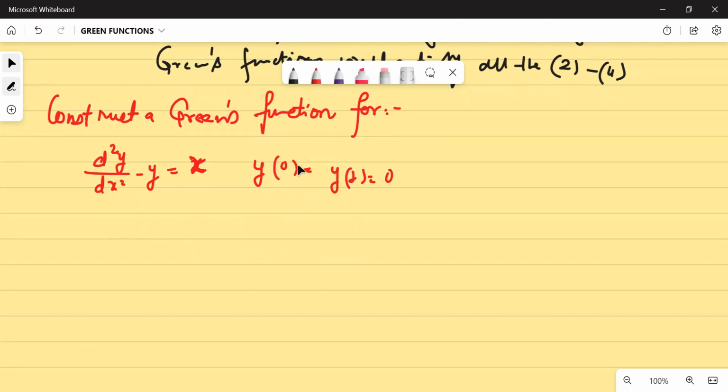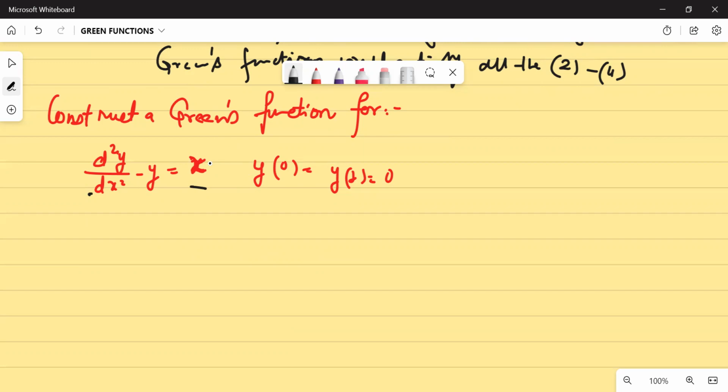This is a differential equation. This is clearly a non-homogeneous linear differential equation of second order, and we want to construct a Green's function for the same. So how to construct a Green's function for this particular differential equation? We have to see.